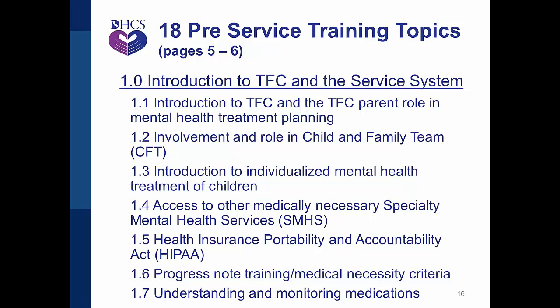1.1 is the Introduction to TFC and the TFC parent role in mental health treatment planning. 1.2 is involvement and role in child and family teams. 1.3, Introduction to Individualized Mental Health Treatment of Children. 1.4, Access to Other Medically Necessary Specialty Mental Health Services. 1.5 is HIPAA. 1.6 is Progress Note Training and Medical Necessity Criteria. And 1.7, Understanding and Monitoring Medications.